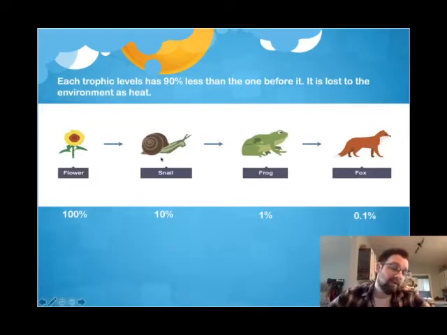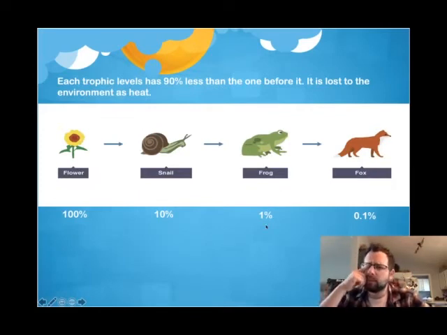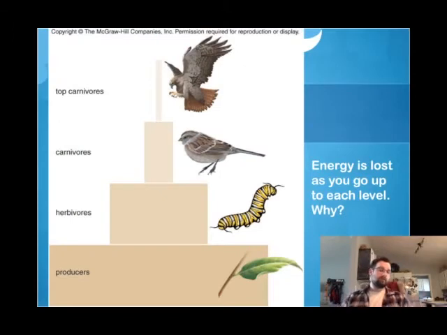If something eats the snail, it would be a secondary consumer like this frog, and it only has 1% of the original amount. If the fox eats the frog, a tertiary consumer, the fox would have 0.1%. If something were to eat the fox, it would have 0.01%. If something were to eat that thing, it would have 0.001%, and so on. This is why we only see usually about 4 to 5 trophic levels. You rarely see more than that in an ecosystem. Why? Because there's just not enough energy. If something were to eat this hawk, it would only be getting, let's see, what is that?